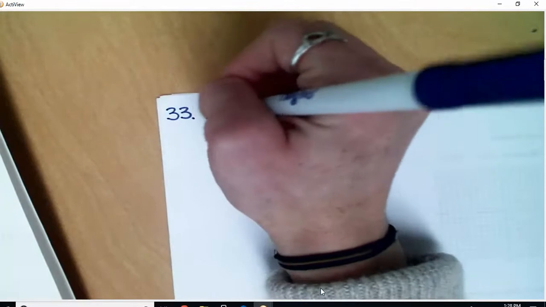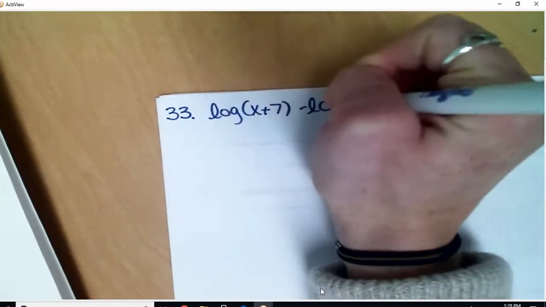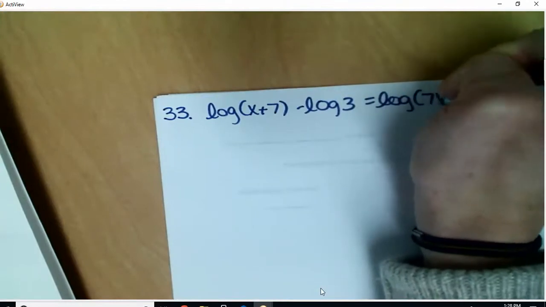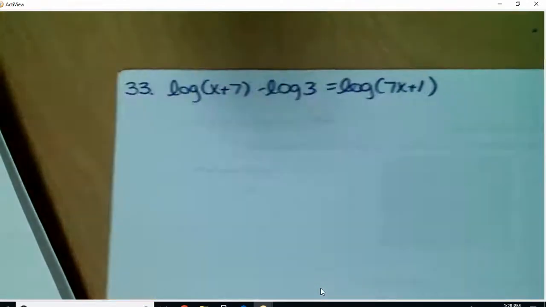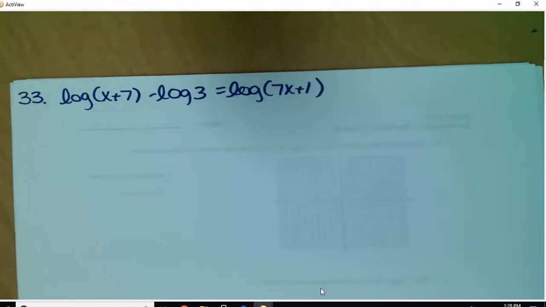So we have the log of x plus 7 minus log of 3 equals log of 7x plus 1. Alright, so you can expect all this stuff. There's going to be something like it on your final. That's why we're taking all the time to go through it.